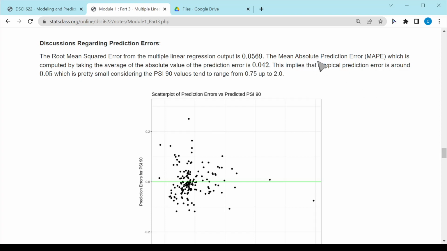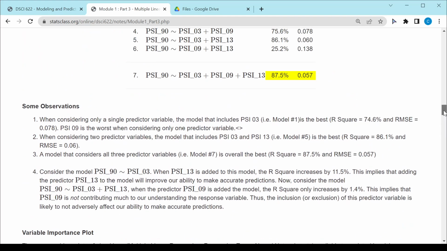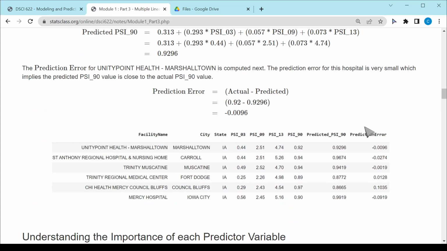We can compute the mean absolute prediction error. Again, the mean absolute prediction error is simply going to be these prediction errors here. We take the absolute value of those, and then we just average them. That's the mean absolute prediction error. I'm going to have just one number, which would be the average of all of these after you take the absolute value of those.